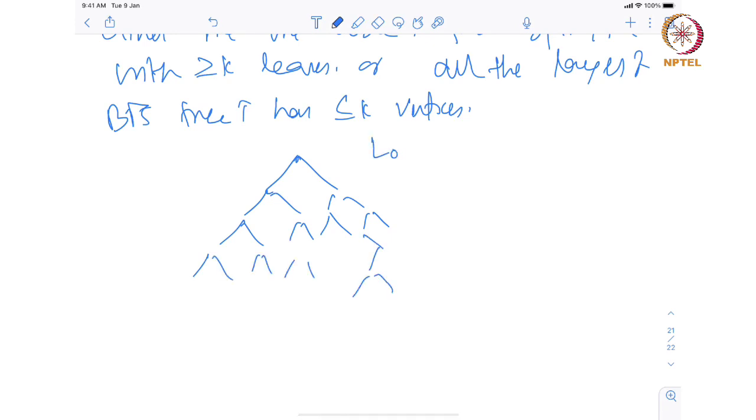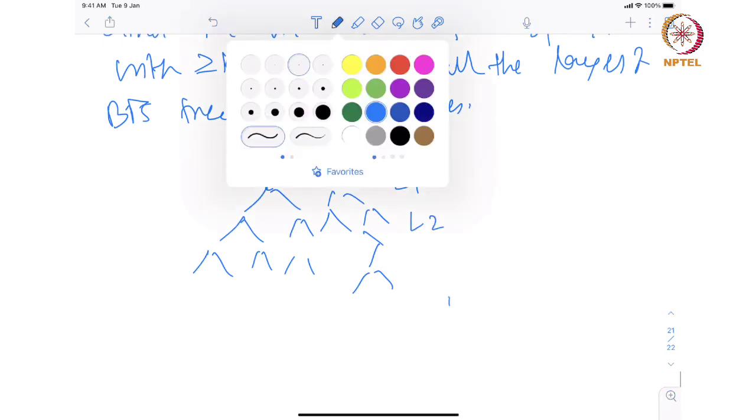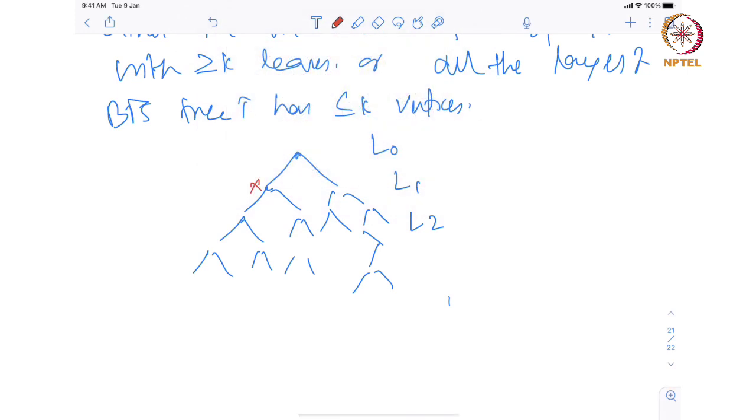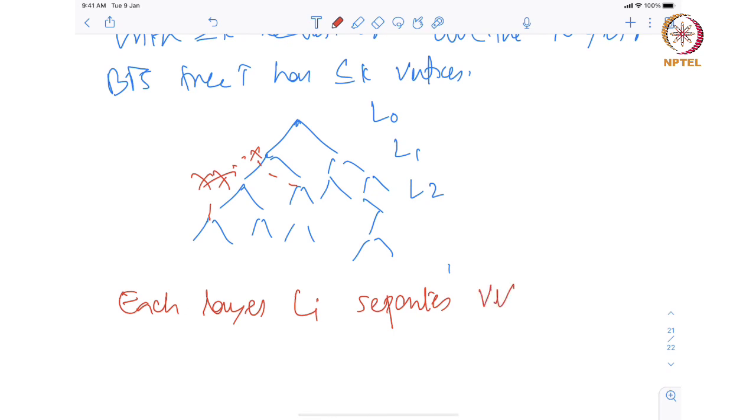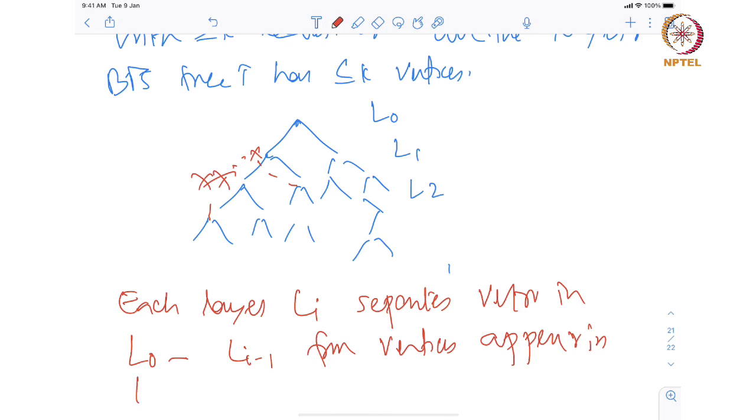Okay. So, suppose L0, L1, L2, and so on. Now, notice one thing: what is the property of a BFS tree? The property of a BFS tree is that a node here can only have an edge here; it cannot jump here. There is no such jumping. So in fact, each layer Li separates the vertices in L0 to Li minus 1 from the vertices appearing in Li plus 1 to, say, Lq, for some q.